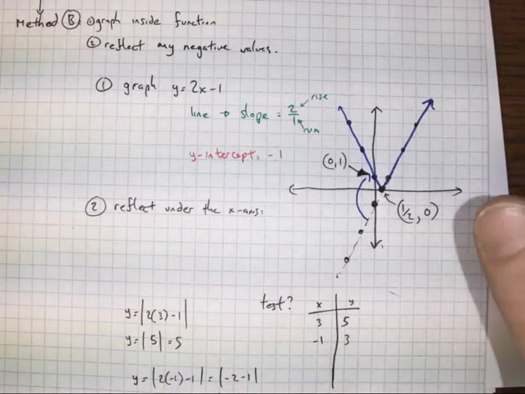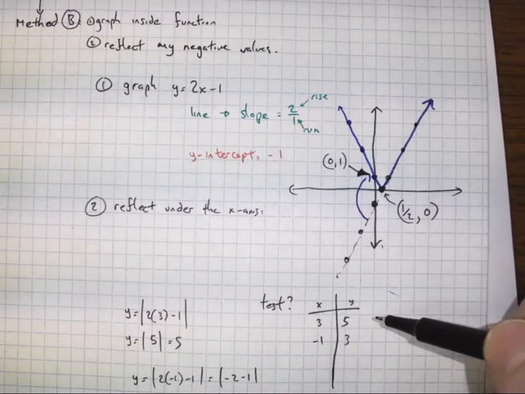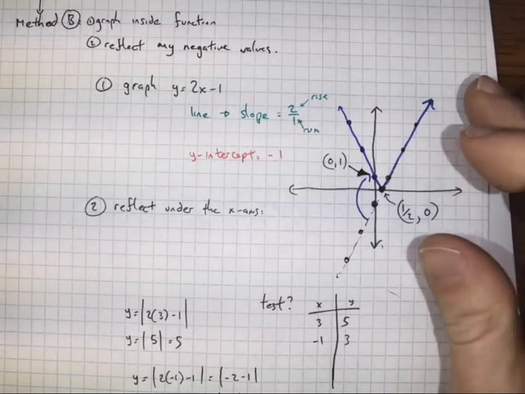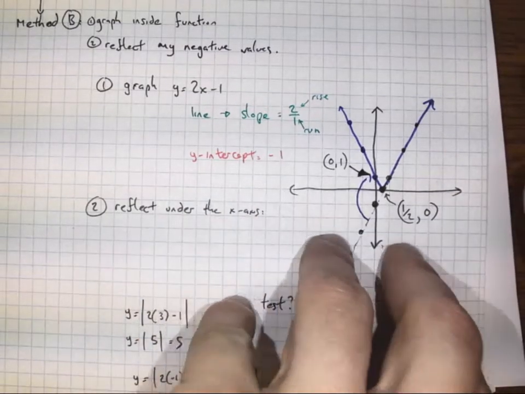This graph stands up to some sort of table of values test. Okay, so let's move on to question 3.